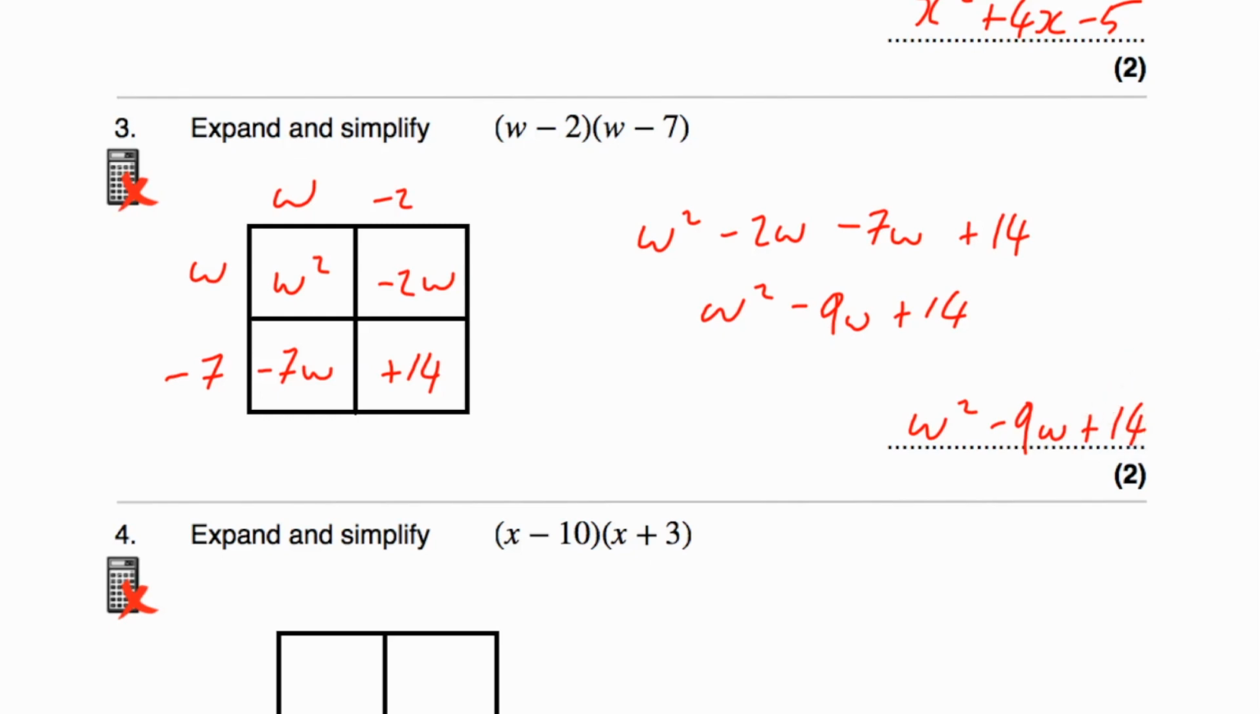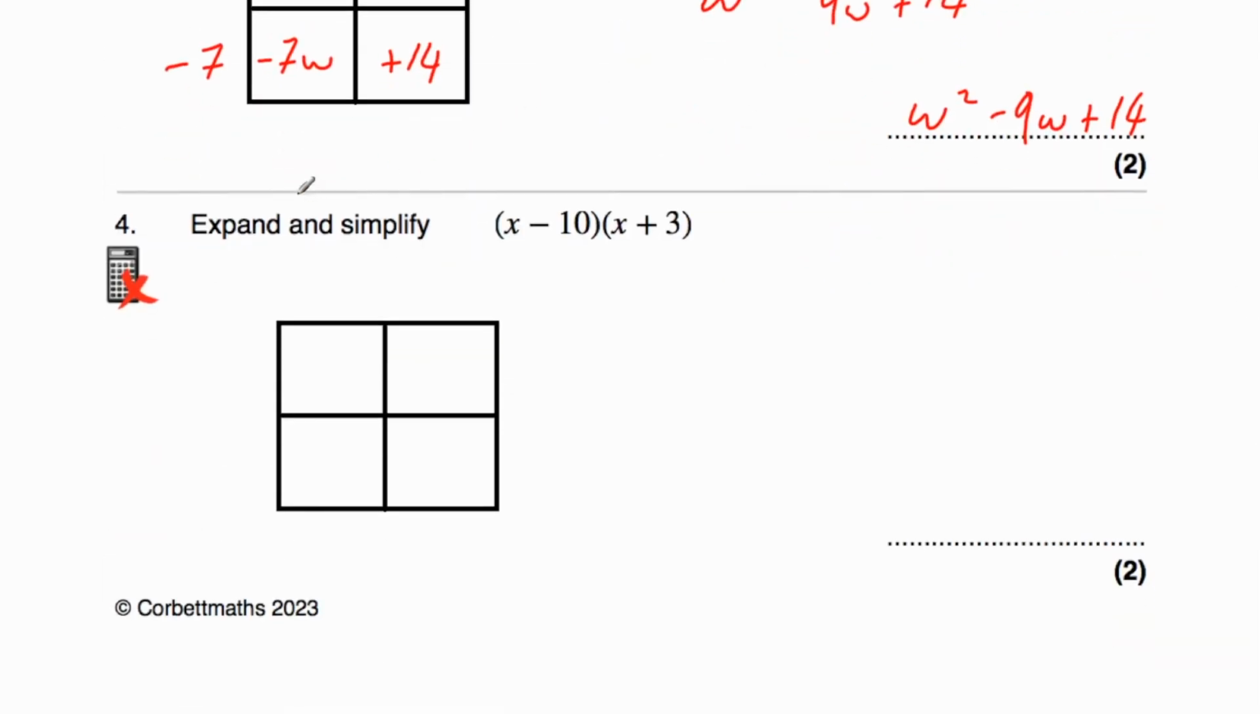Okay, let's have a look at our next question, question number 4. We've been asked to expand and simplify x minus 10, so x negative 10 or minus 10, and then in brackets x plus 3, so x and then positive 3 or plus 3. So let's multiply to find what goes inside the grid. So x times x is x squared. X times negative 10 would be negative 10x.